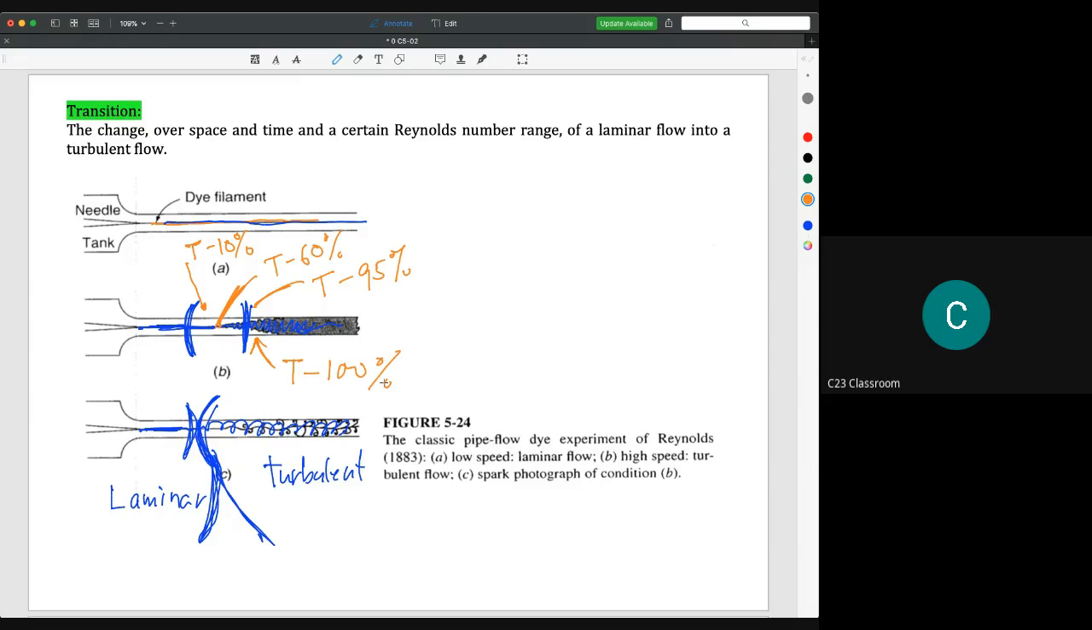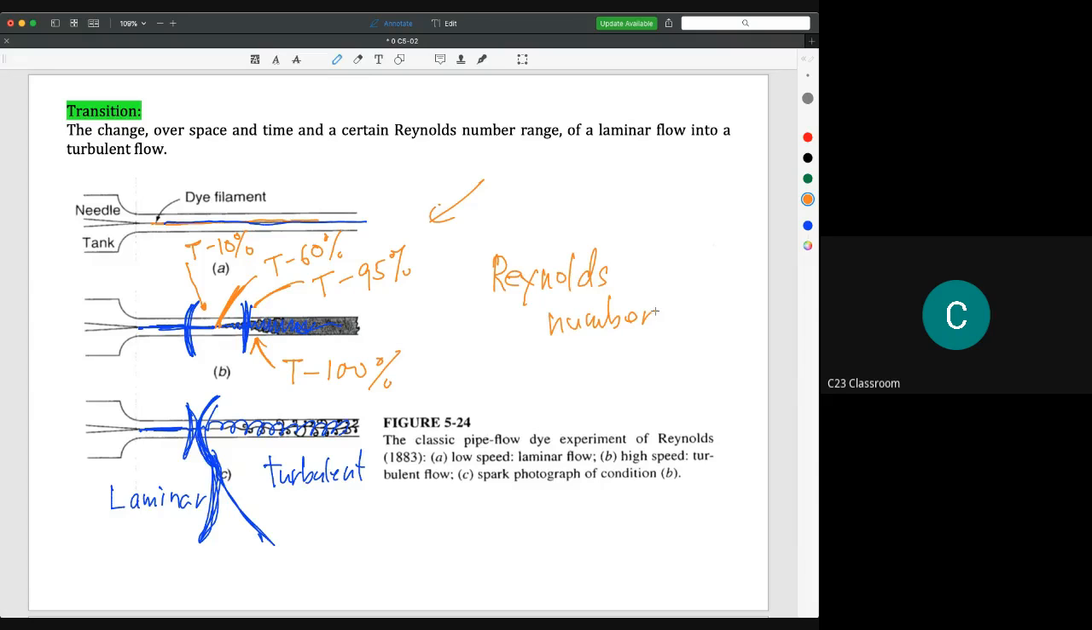Okay, that is the situation, or general idea, of what happens in the transition region. So how do we determine this? We need to determine it by the Reynolds number, the common one.